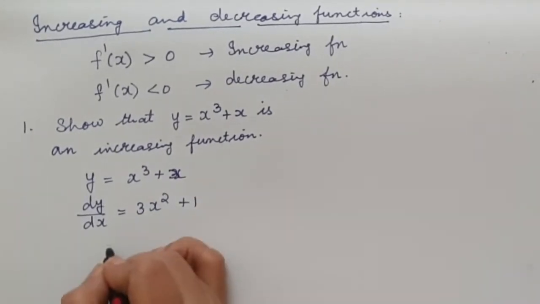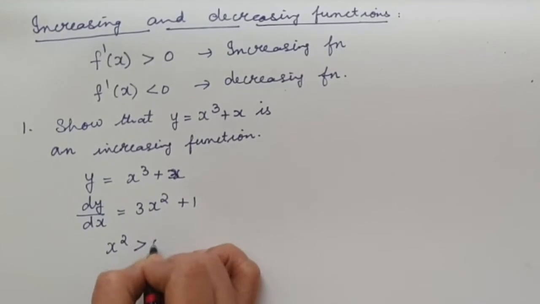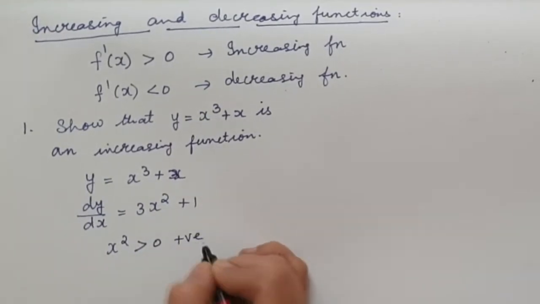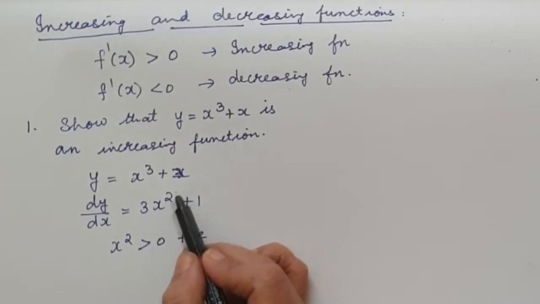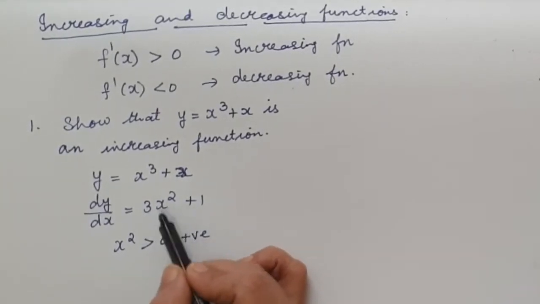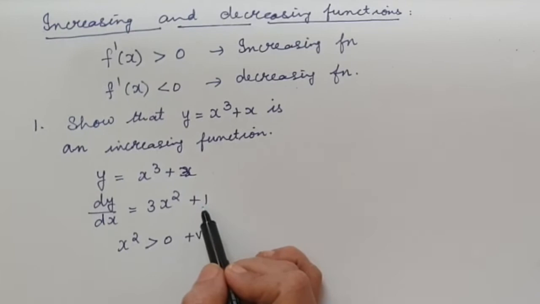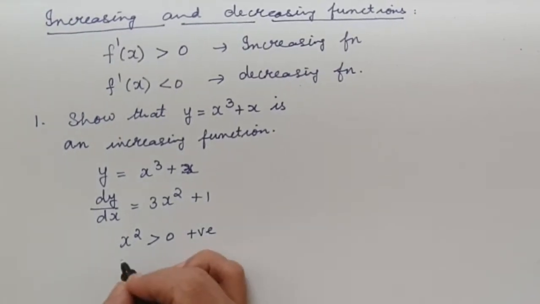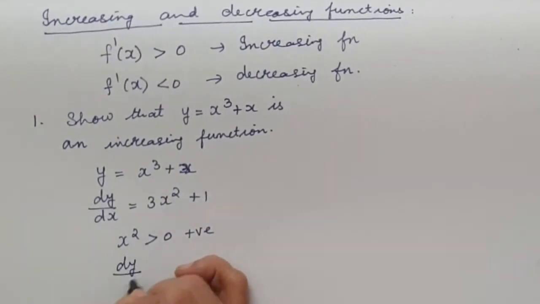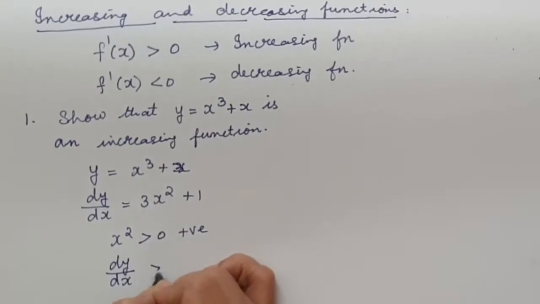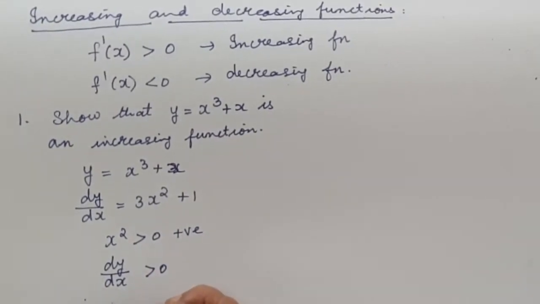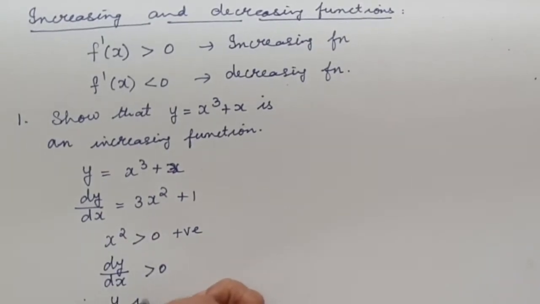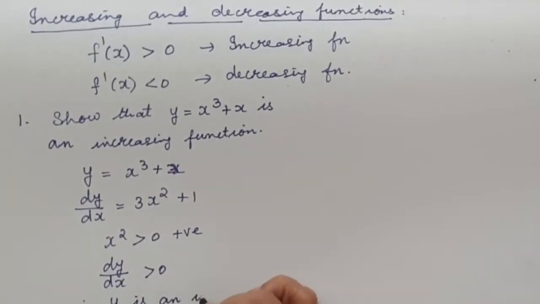In this, x squared is always greater than 0. It is always positive. That is, even if x takes a negative value, when you square it, it becomes a positive value. So a positive value multiplied by 3 plus 1 will also always be greater than 0. So dy by dx is always greater than 0. Therefore, f of x, or y, is an increasing function.